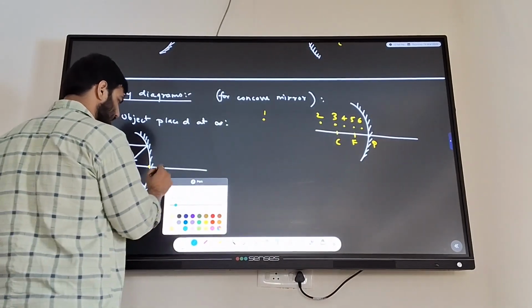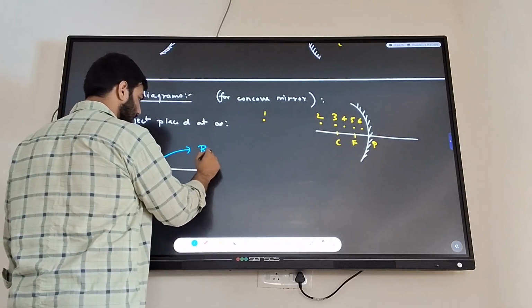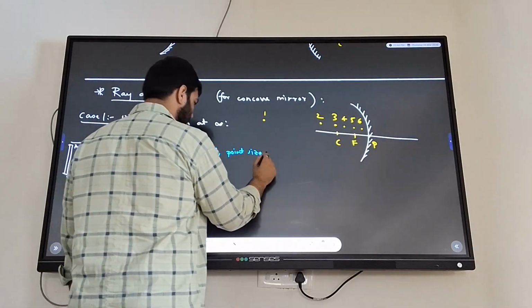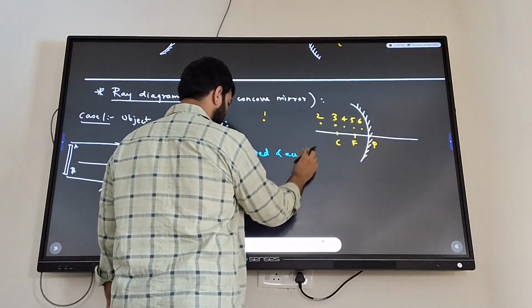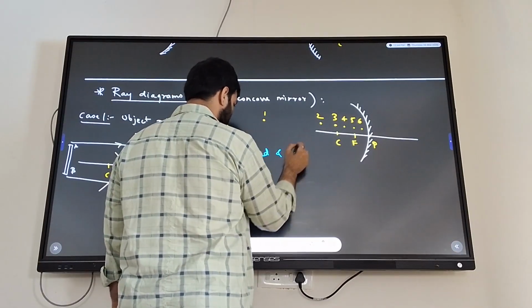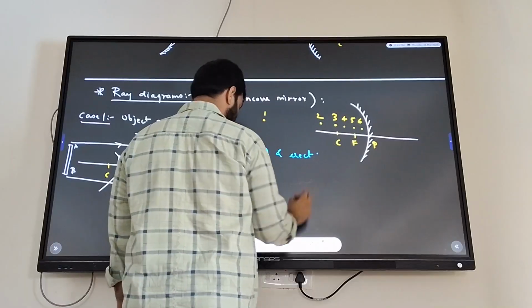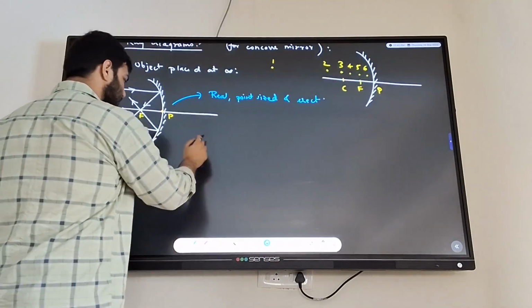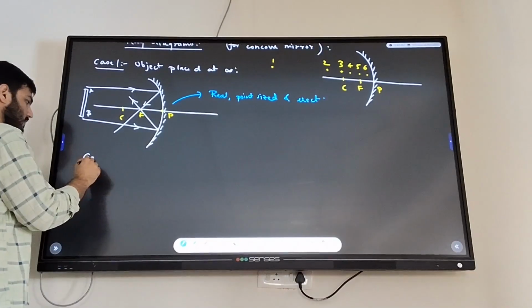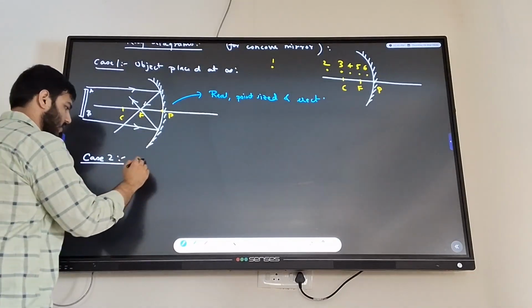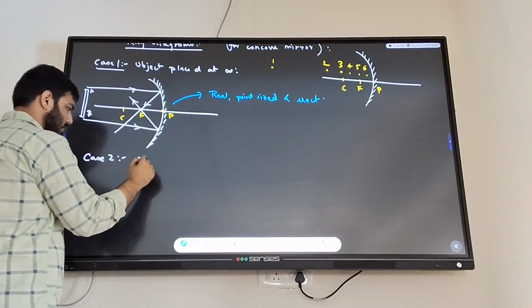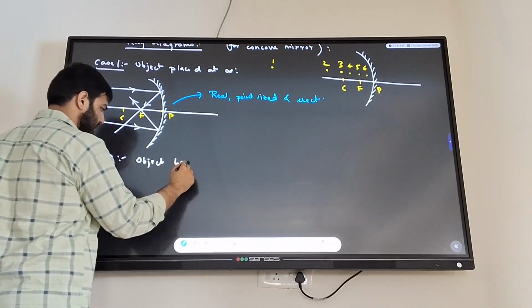So, real, point size, and erect. Is it understood? Case 2. Object beyond C.